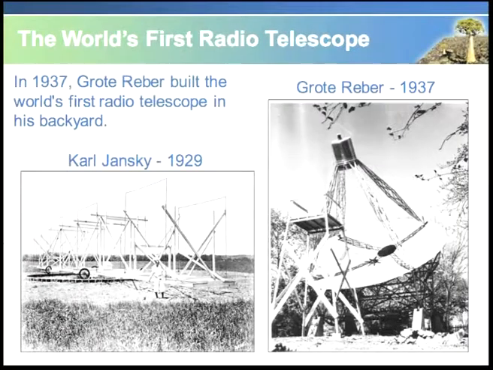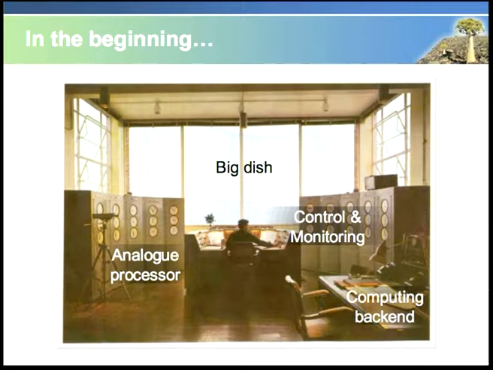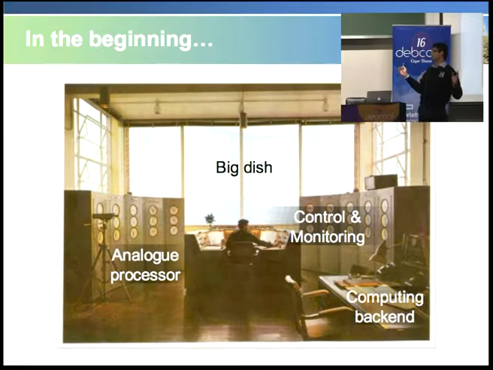But you'll see this dish on the right looks remarkably similar to the way we build dishes now, and that was the first one ever done. So the basics have been pretty much the same ever since it started. In the early days, things were pretty simple. You built the dish as big as possible to make it as sensitive as possible. The processing was all done in analog, and the computing backend was a guy with a pen and pencil.